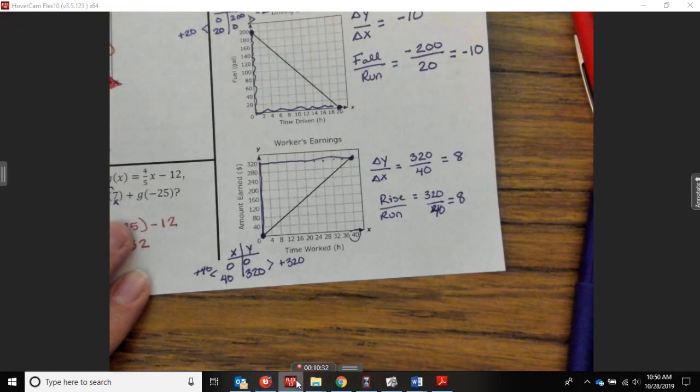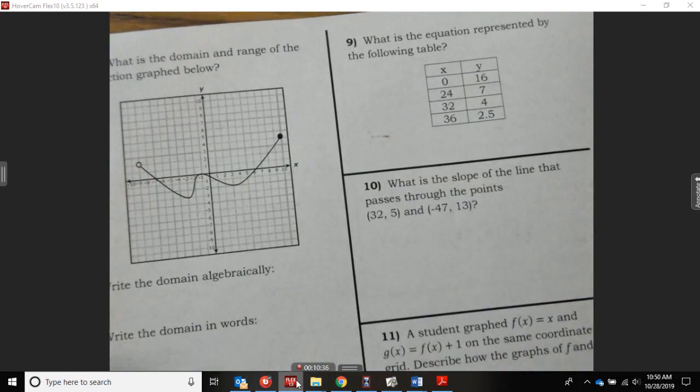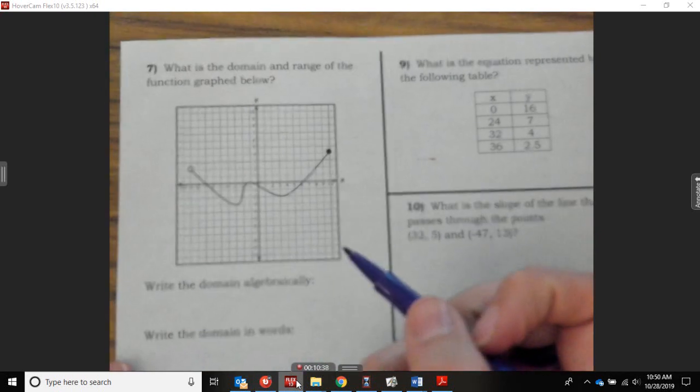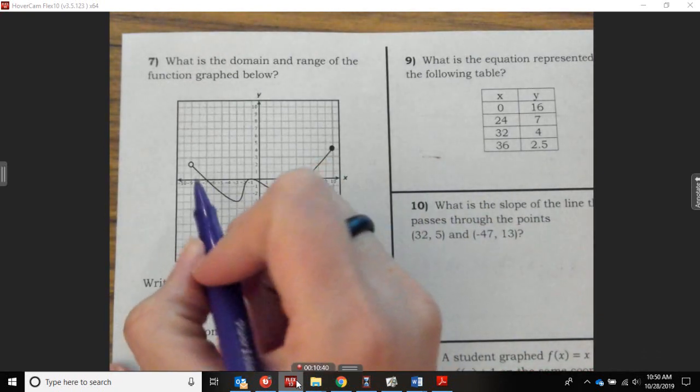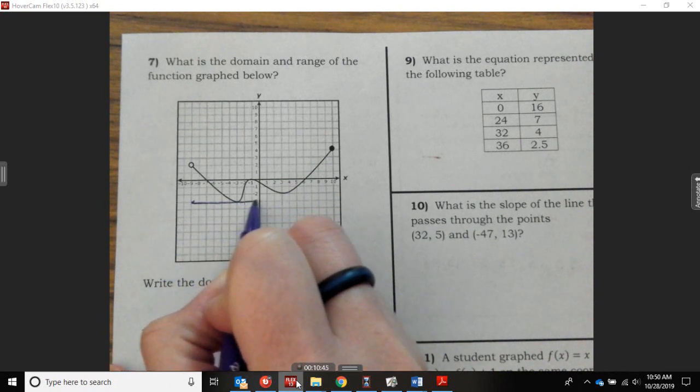Okay. All right. On the back, so I'm going to get through this. What is the domain and range of the function graph below? This time my graph does not have arrows, so you really should box it in.